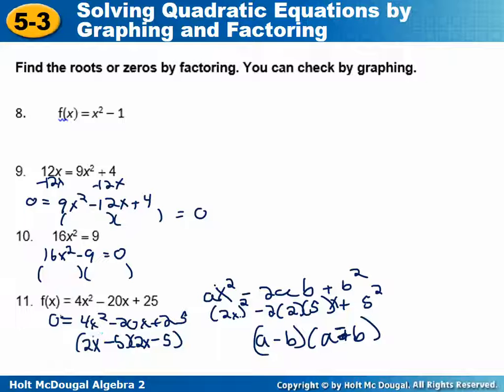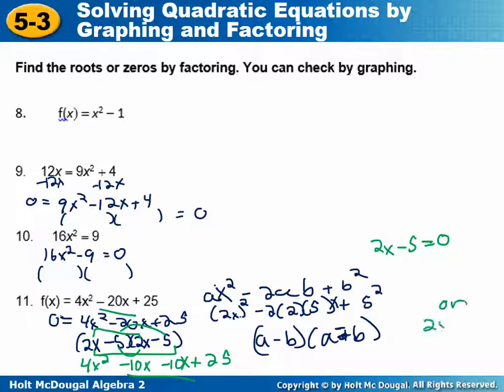So we would take first times first is 4x squared. The outer would be minus 10x. The inner would be minus 10x. Whoops. And the last would be negative 5 times negative 5 is 25. And when we add our like terms together, we'll get negative 20x there. So that works. So now I have to take my 2, don't forget to do this last step, I have to write that those are equal to 0.